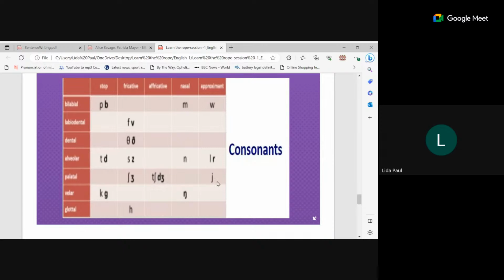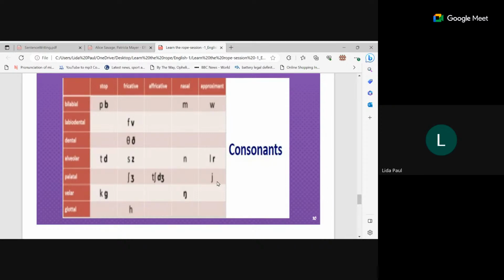Then the approximant yeah. Oh, sorry, I forgot talking about ya also. In approximants, you have ya also along with wa, l, and r. Ya and wa, again, you know they are semivowels too. So ya is also a palatal sound. Then velar sounds, three of them: k, g, and ng.